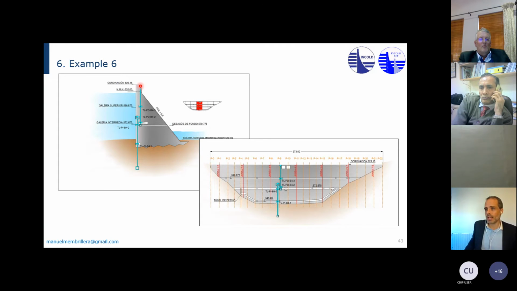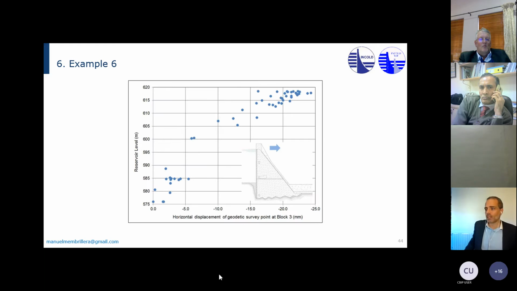In this block, you can see direct and inverse pendulum. During the first filling, the dam went downstream up to 25 millimeters. This dam is 80 meters high. Just look at the amount of dam body that is in the foundation. This is the foundation, this is downstream, but a big part of the dam is founded to get to the sound rock. So it's 80 meters. This gallery is great because it's very close to the upstream toe, so it's very efficient when it comes to drainage.